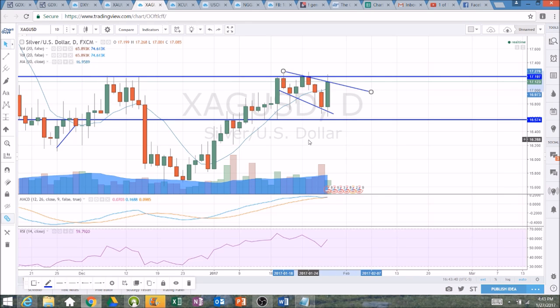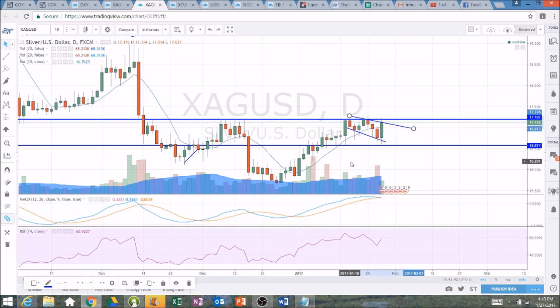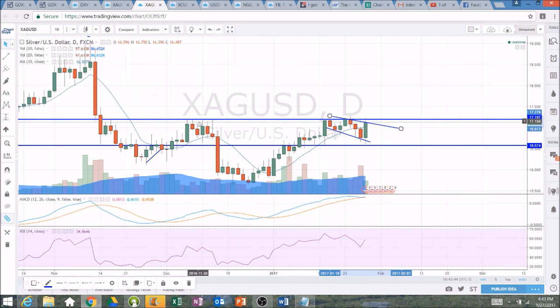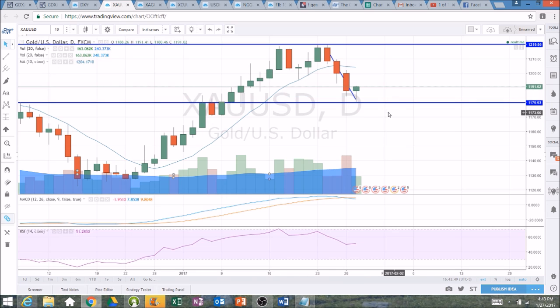But if we can't get over 1720, bulls aren't going to go any higher. But if we get above 1720, we're going to see some further continuation to the upside. So very interesting to watch the correlation between the two. As of right now, gold is a laggard, and gold bulls are hoping that they're going to catch up and make a move back towards 1200 psychological resistance.